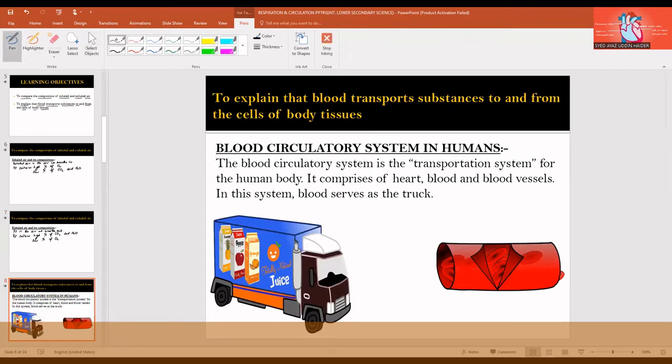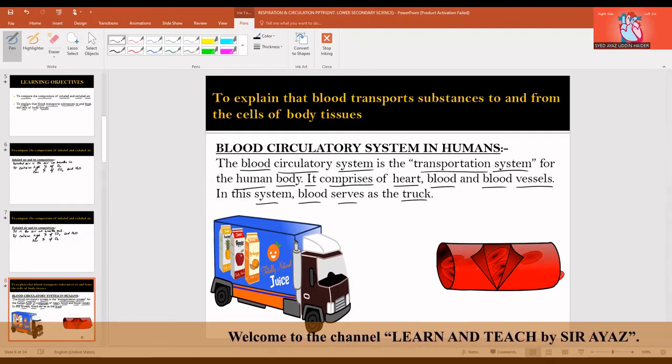Blood circulatory system in humans. The blood circulatory system is the transportation system for the human body. It comprises the heart, blood, and blood vessels. In this system, blood serves as a truck. You can see the truck.